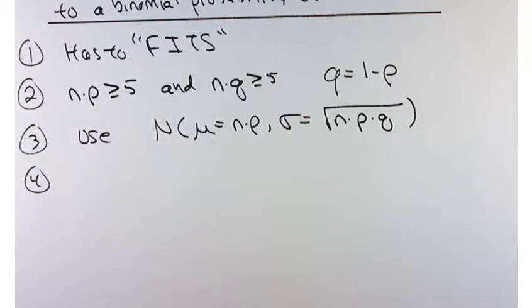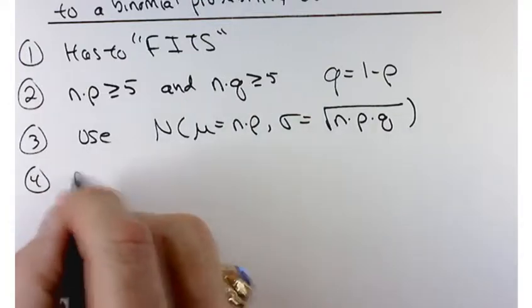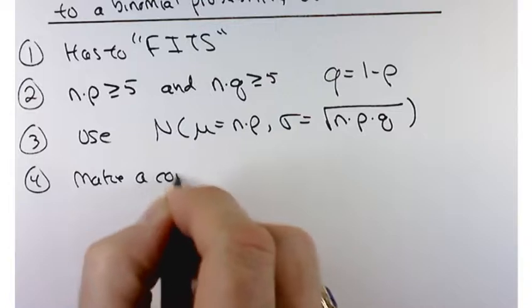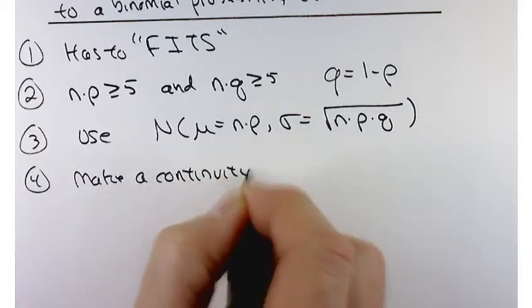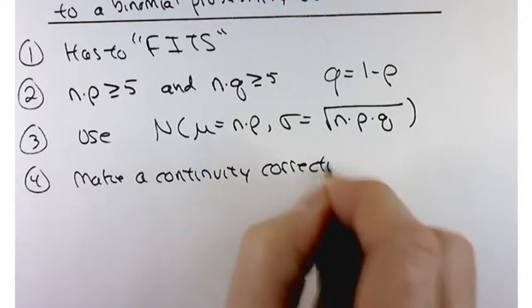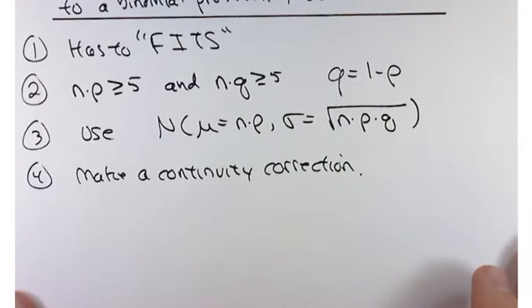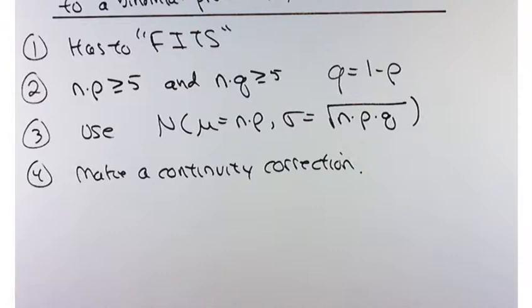And last but not least, in doing these approximations, you need to make a continuity correction. What is that and why are we doing it? Well, there's a big difference between a binomial random variable and a normal random variable. A normal random variable is a continuous variable, like IQ or height. It can take on all kinds of different values. But with a binomial random variable, you're kind of stuck.